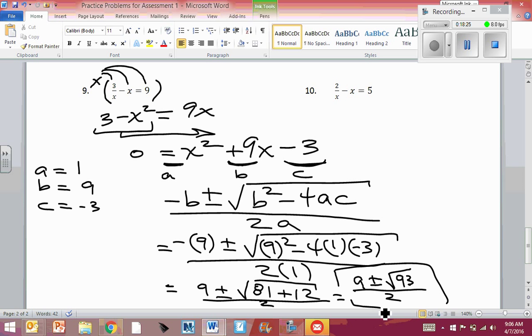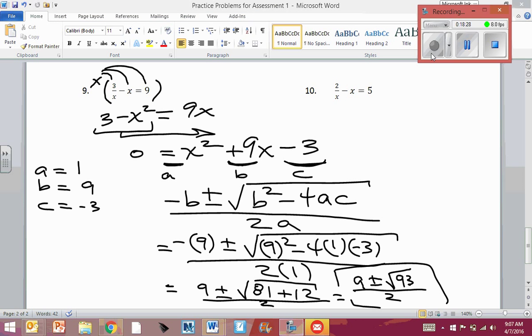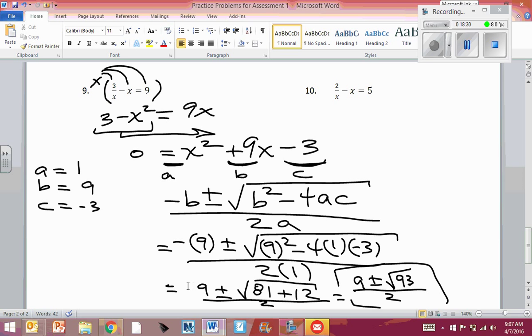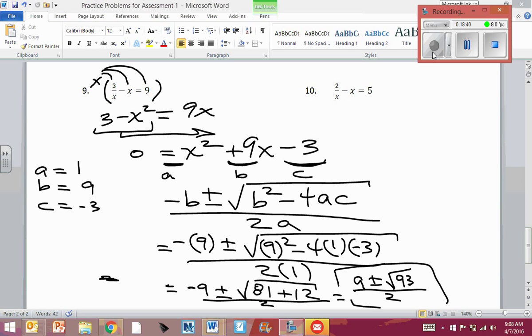All right, that's it for this section. Yeah, so this 9 should be negative here. But no, Skylar, what I pointed out, should be a negative 9.